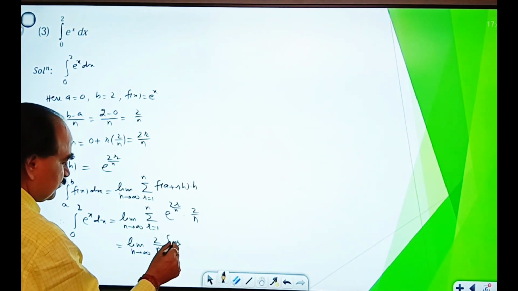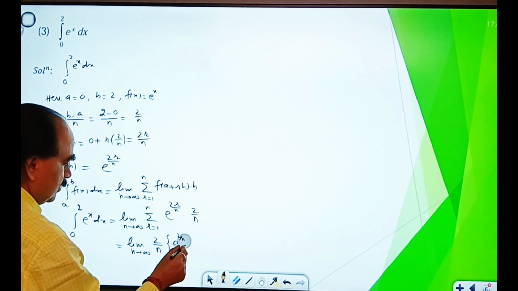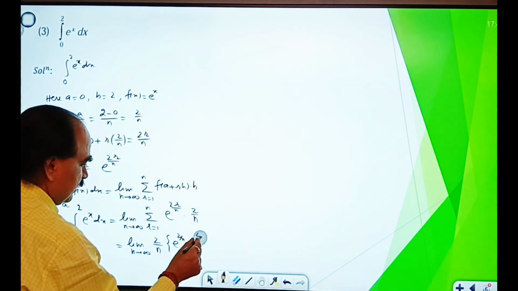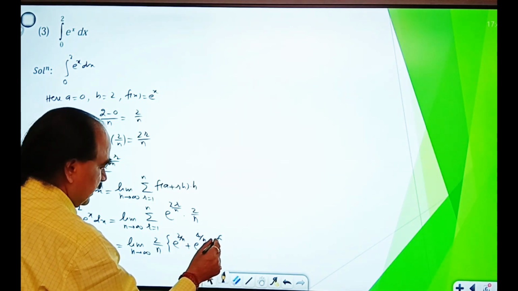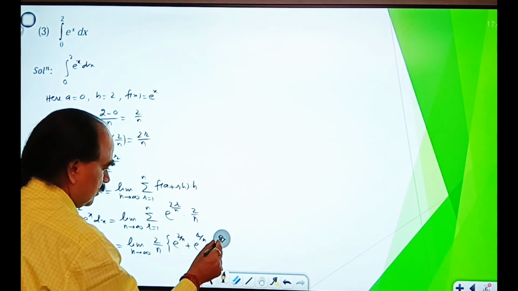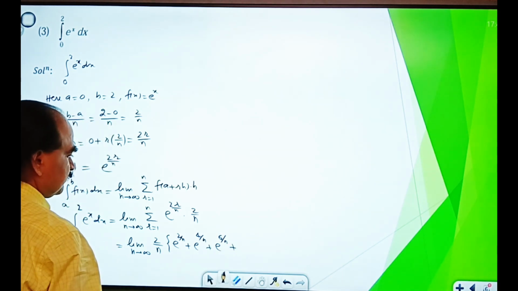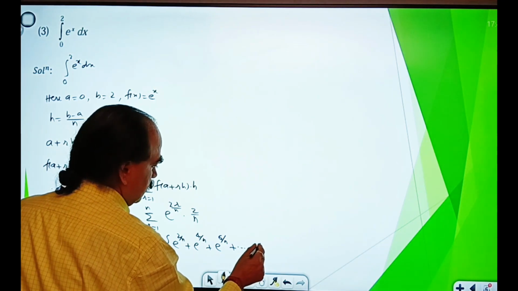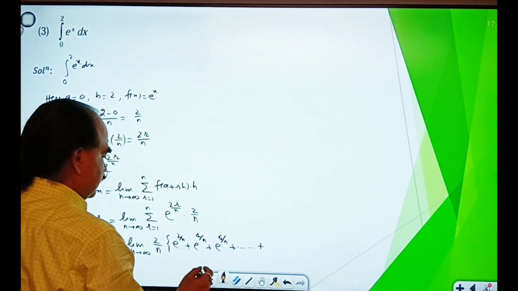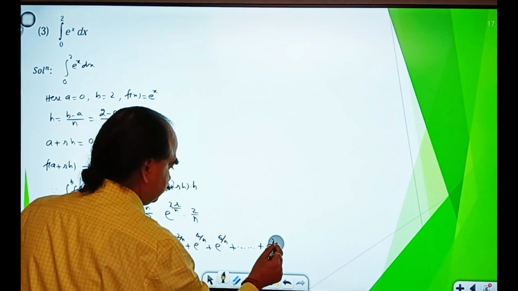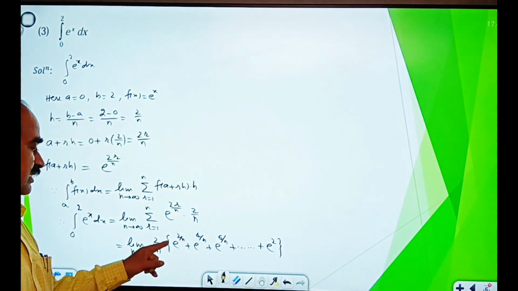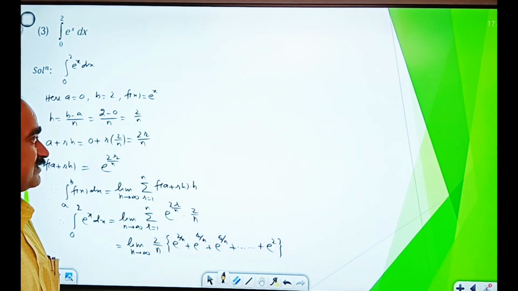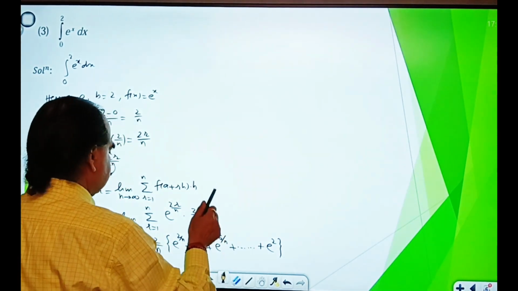2 by n will apply sigma on this. When r is 1, we will get e raised to 2 by n. Sigma means plus e raised to 4 by n. Sigma means plus e raised to 6 by n. Sigma means plus, and so on. When r is n, you will get e raised to 2. Now this is in GP with first term e raised to 2 by n and common ratio also e raised to 2 by n. So sum of this GP is what?